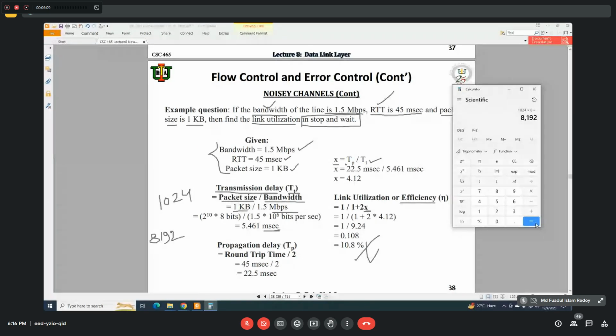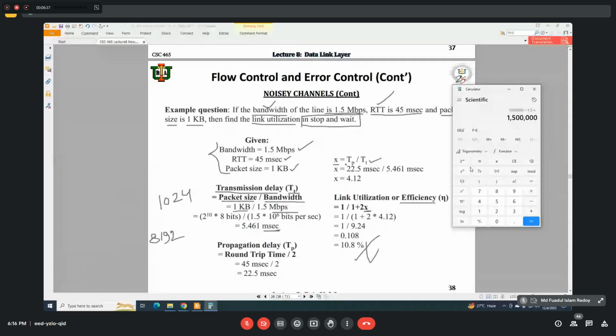Next one is the Mbps. You want to make it BPS, bits per second. That means it is going to be 10 to the power 6, so you're having 6 zeros. Multiply by 1.5, as it is given. So you're getting here 15 lakh.